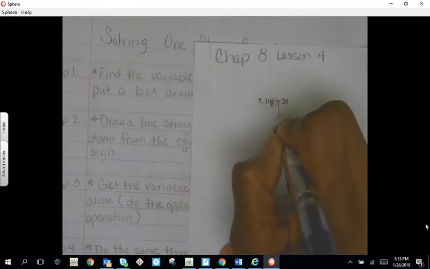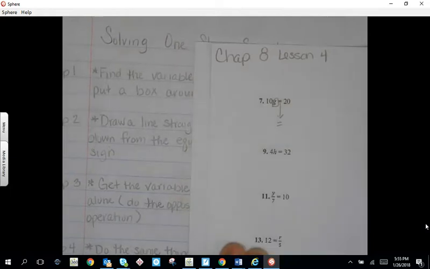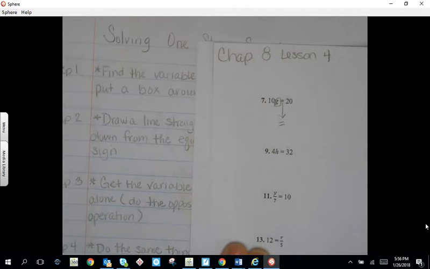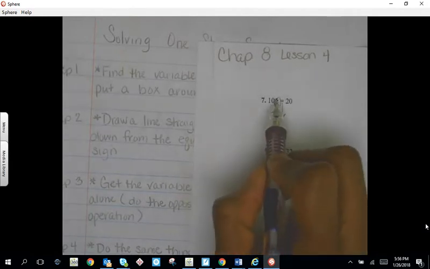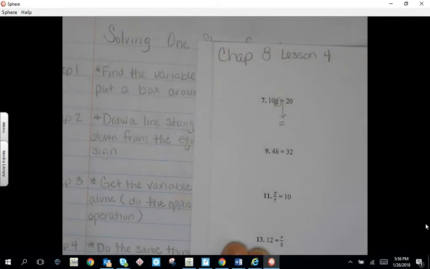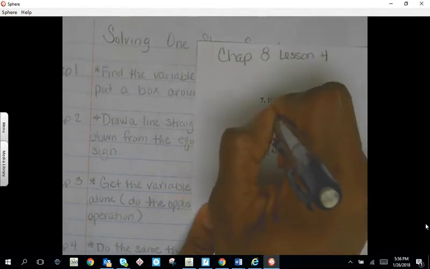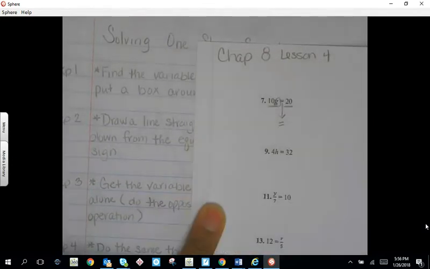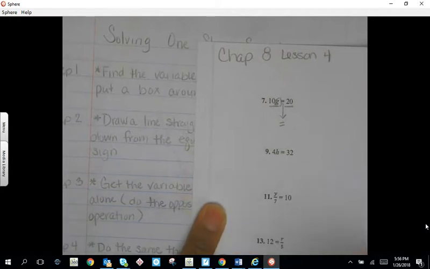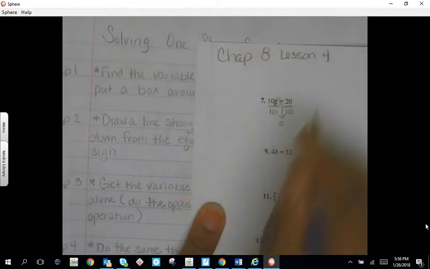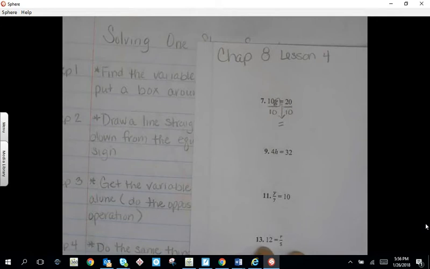Step 2 is draw my line down because I want to keep that equal sign. And then remember, my step 3, I'm remixing it. I want to get this variable to have a coefficient of 1. So I'm going to do the opposite operation. This 10g is multiplication, so the opposite of multiplication is division. I'm going to divide both sides by whatever number this is right here. Since that's a 10, I'm going to divide both sides by 10 because that's what step 4 says, do the same thing on both sides.